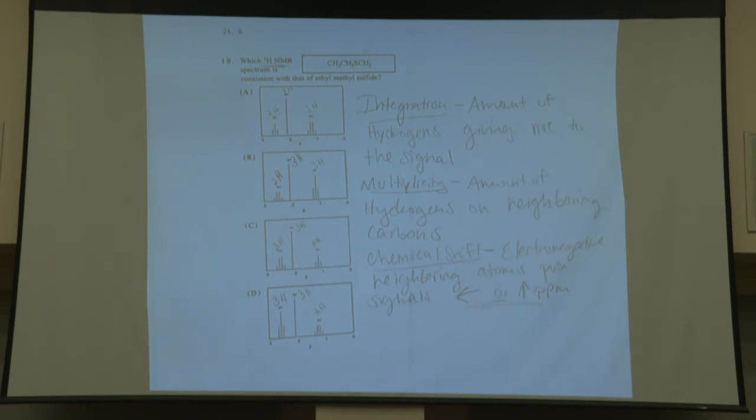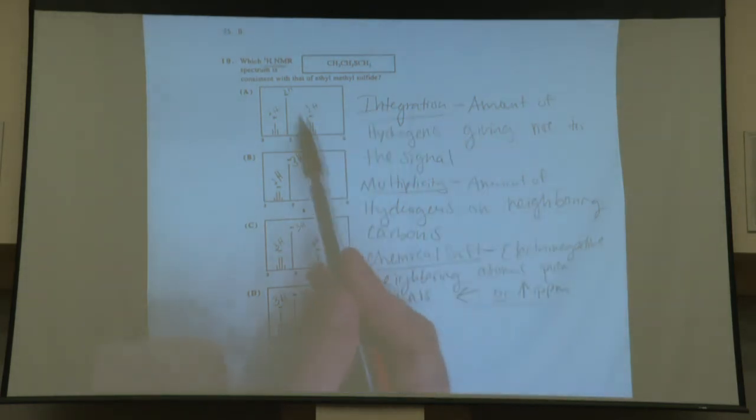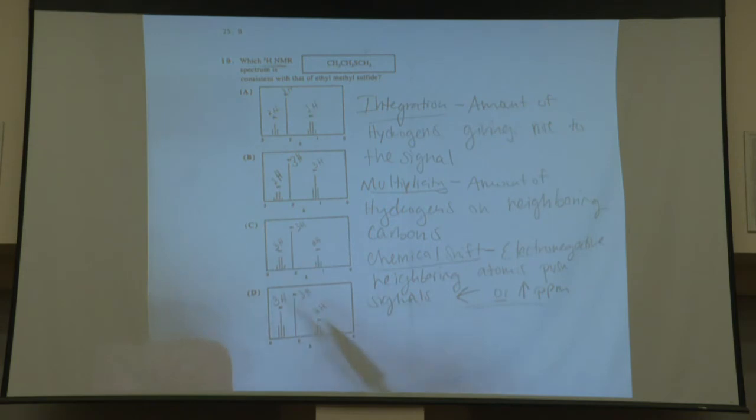Okay. So to answer this question, we're given integration values for each signal. We're given multiplicity, and we're also given ppm, but it's only on a scale of 1 to 3. Usually it charts all the way up to 10, so there must not be that much electronegativity going on in here.